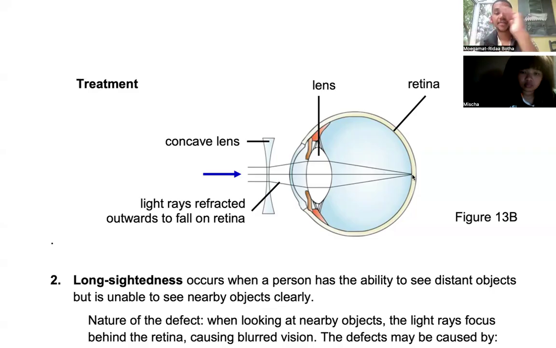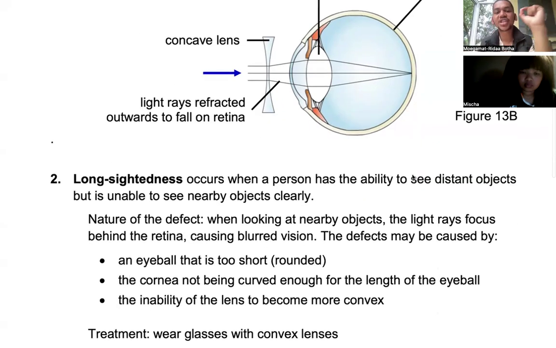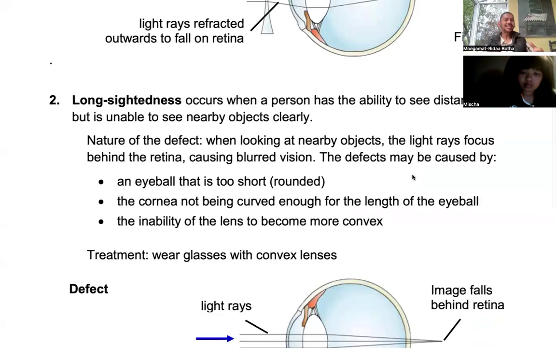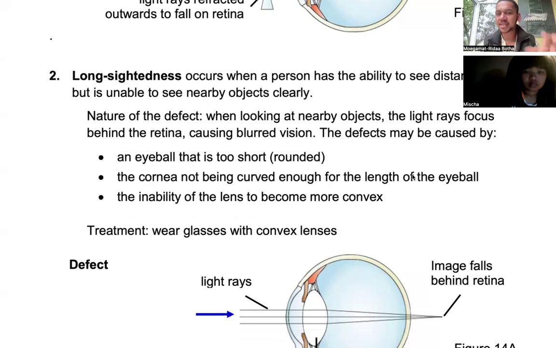Okay. Righto, very important. Second one is long-sightedness. Long-sightedness is basically the opposite, meaning that the patient can see far, but cannot see near. So the patient has the ability to see distant objects, but is unable to see nearby objects clearly. What's the nature of the defect? When looking at nearby objects, the light focuses behind the retina, causing blurred vision.